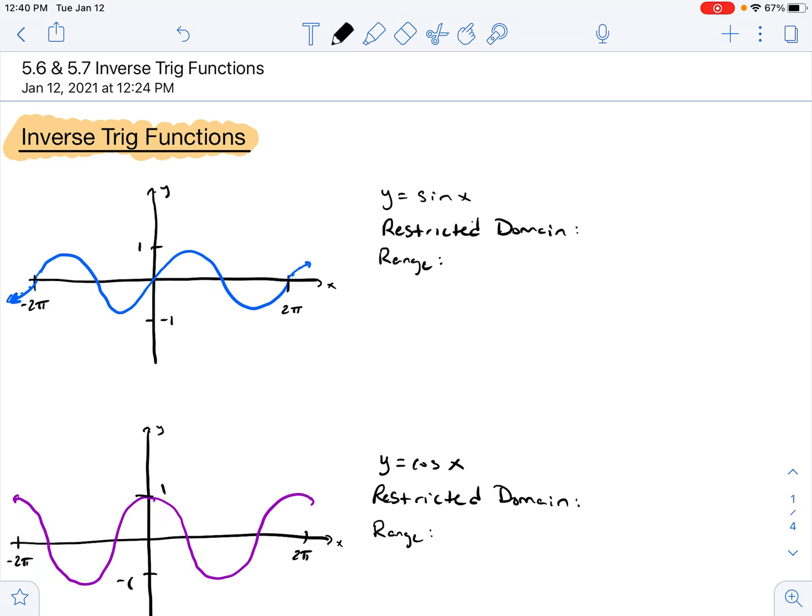So, first of all, it may surprise you that none of the 6 basic trig functions, sine, cosine, tangent, secant, cosecant, cotangent, actually have functions that are inverses, and that's because they're periodic functions. They're not one-to-one functions. They're not strictly increasing or decreasing.